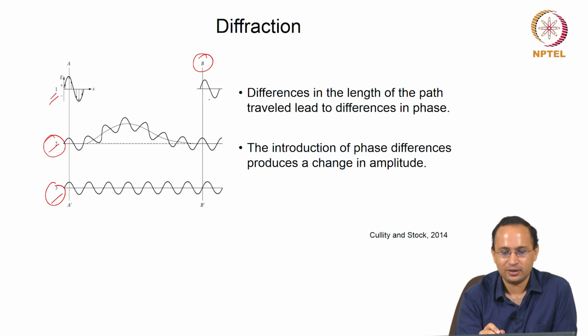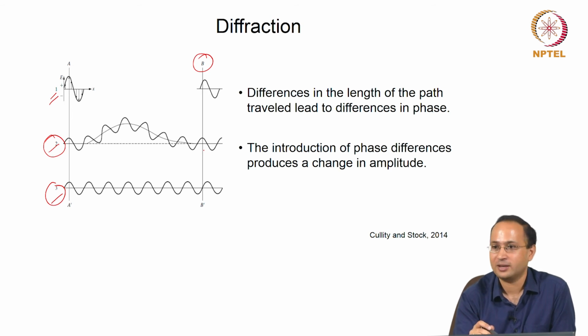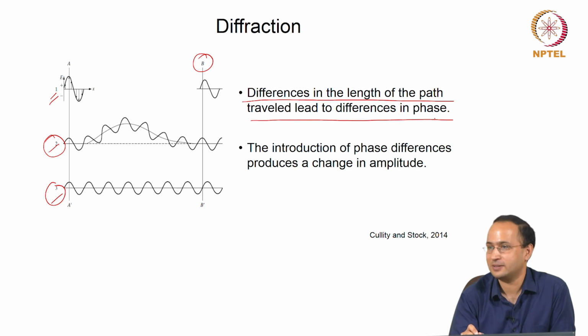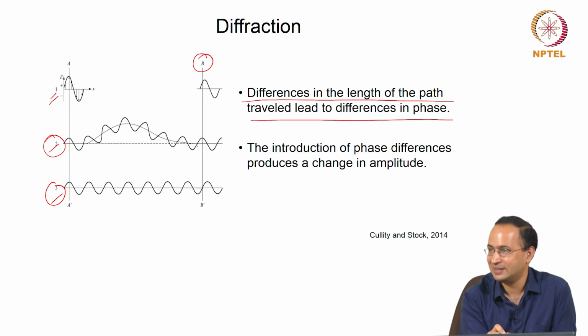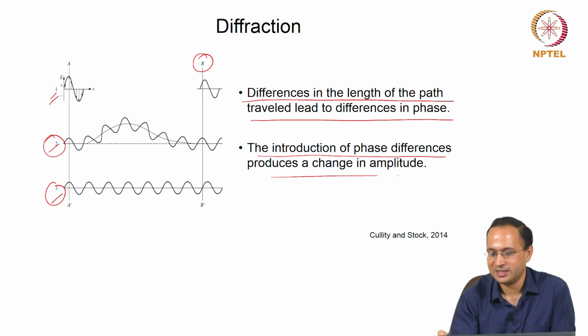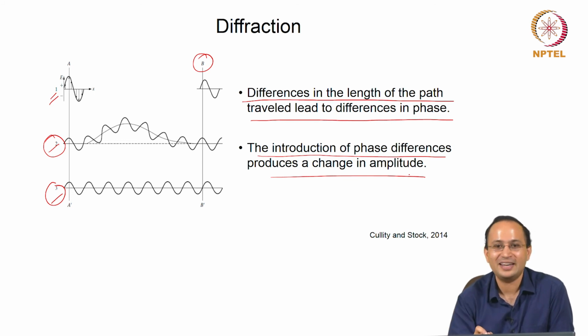So we are talking about interference. When they are completely opposite, there will be destructive interference. If they are in phase, it will be constructive interference. So what does it tell you? Differences in the length of the path travelled lead to differences in the phase. Depending on how much difference there is, that gives you the difference in phase. The introduction of the phase difference produces a change in amplitude, because this phase difference affects the net amplitude.